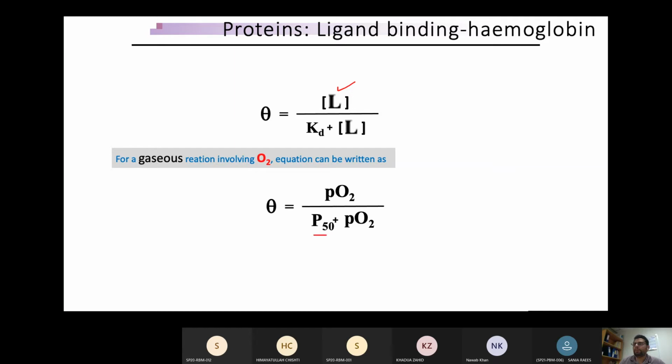P50 is a condition where 50% of the protein is oxygenated and 50% of the protein is non-oxygenated. So that is why it is called P50. And similarly, again the ligand could be replaced by this.